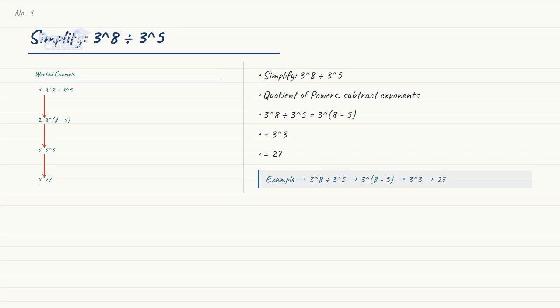The board lays it out cleanly. Division becomes subtraction in the exponent, and then we just evaluate. Notice how this is the flip side of the product rule. One adds, the other subtracts.